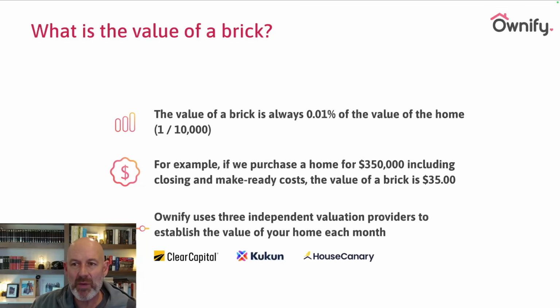So that home that we bought for $350,000 last month might be worth $348,000 or $352,000 a month later. And we use the 3 different valuation providers to pull those numbers. And then we triangulate. We basically average. There's a little bit more involved in that, but we basically average those 3 numbers to say, here's the current market value. And that's a really important point because we, Ownify, don't establish the value of the home. It is the market that establishes the value of the home through all the transactions that are happening for similar homes in that zip code or in that market.